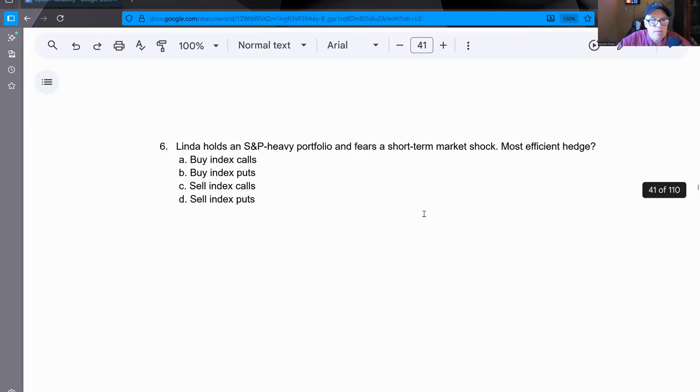Linda holds an S&P heavy portfolio. Fears short-term market shock. Most effective hedge? Buy index puts. Now, S&P, so that'd be a broad based index because she's doing the S&P. If she was in tech or pharma or autos or some specific sector, you'd buy a narrow based index. So again, we're looking for hedge and short protection. Buying a put, baby.